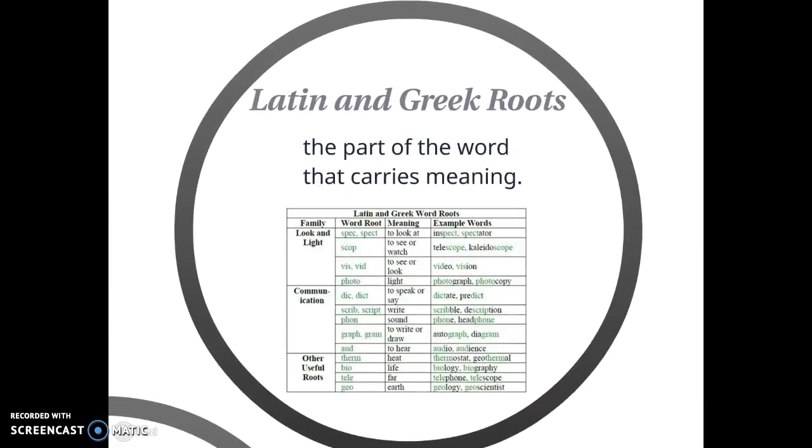And finally, Latin and Greek roots. The root of the word is the part of the word that carries the meaning, and if we understand what that word means when we add prefixes and suffixes, then we can understand what the word means while we're reading.